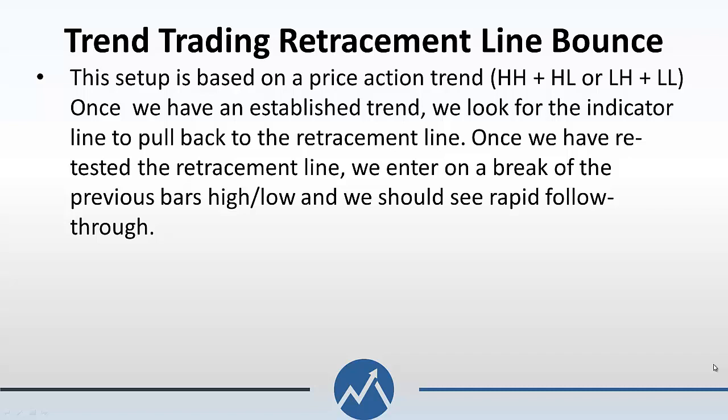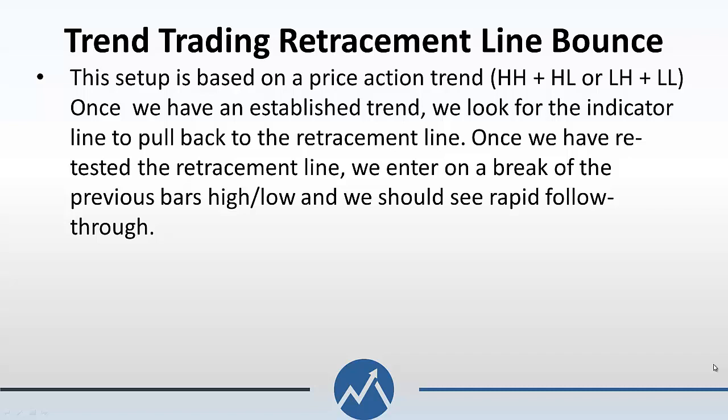All right, once we have established a trend, we look for the indicator line to pull back to the retracement. So once we identify a trend that's taking place in the market, we then look for the indicator line to pull back to that retracement point, and then we look to enter after it tests the retracement point. Once we have retested the retracement line, we enter on a break of the previous bar's high or low, and once again we should see rapid follow through.